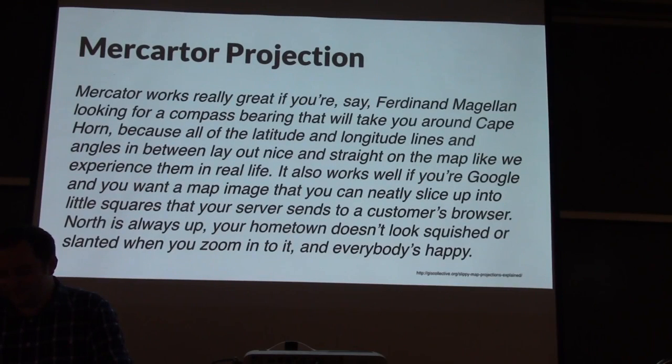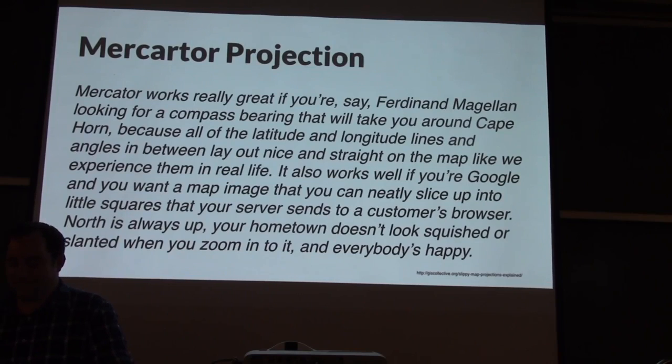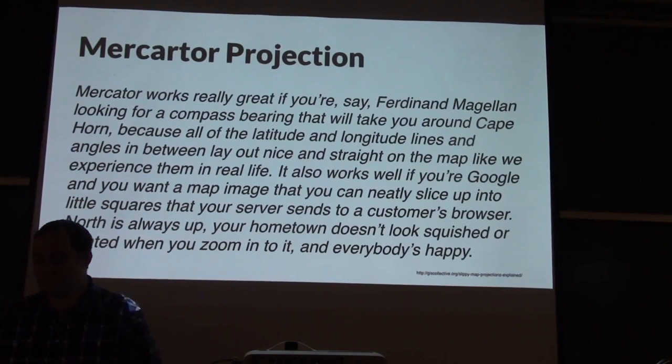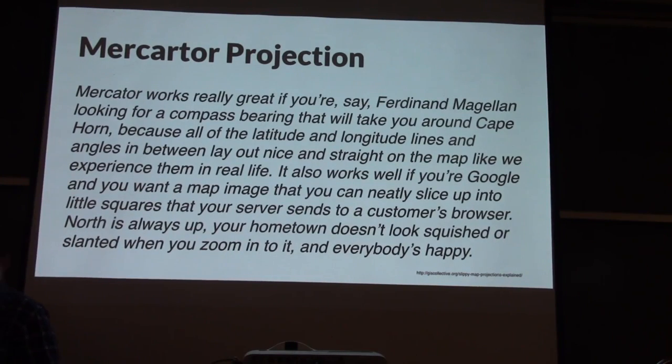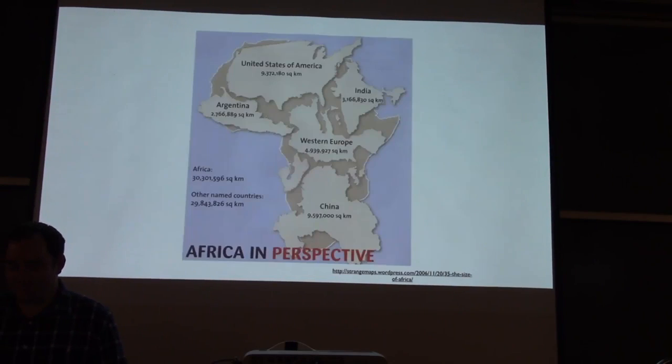I really like this quote: Mercator works really great if you're, say, Ferdinand Magellan looking for a compass bearing that will take you around Cape Horn, because all of the latitude and longitude lines and angles in between lay out nice and straight on the map like we experience them in real life. It also works well if you're Google and you want a map image that you can neatly slice up into little squares that your server sends to a customer's browser. North is always up, your hometown doesn't look squished or slanted when you zoom into it, and everybody's happy. These are the benefits of the Mercator projection. We'll talk more about the Google Maps example later.